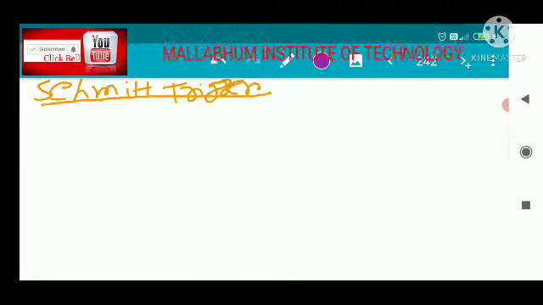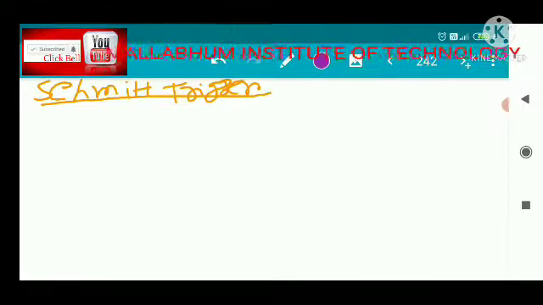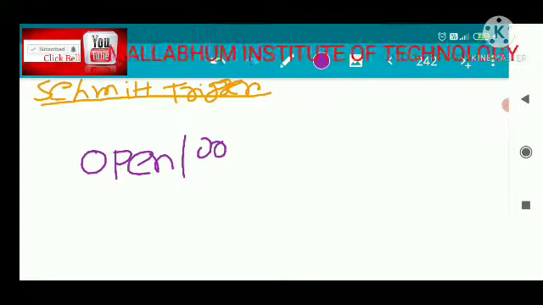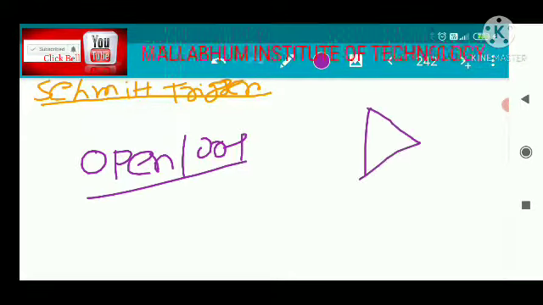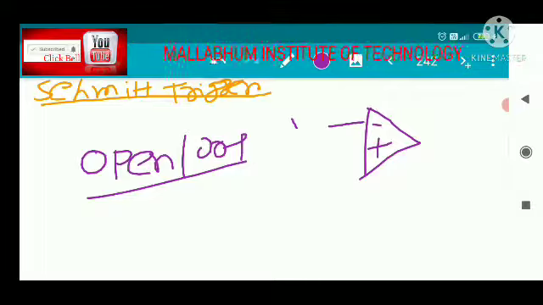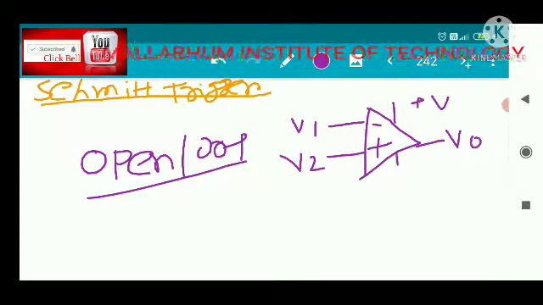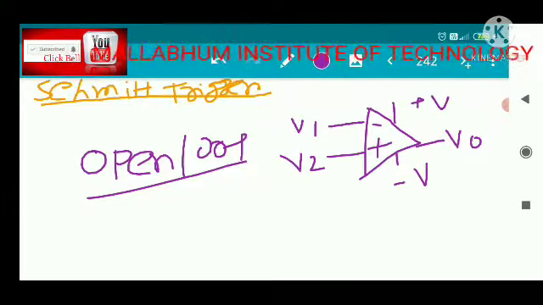operational amplifier we have discussed two kinds of configuration. The first configuration is the open loop configuration. In the open loop configuration, if we connect the op-amp like this, this is one input, this is the other input, this is the output, and this is the plus V and the minus V. Two supply voltages are given and no feedback is given.